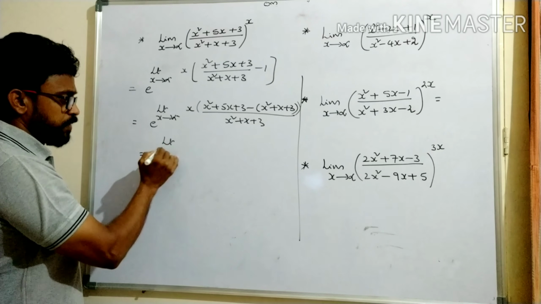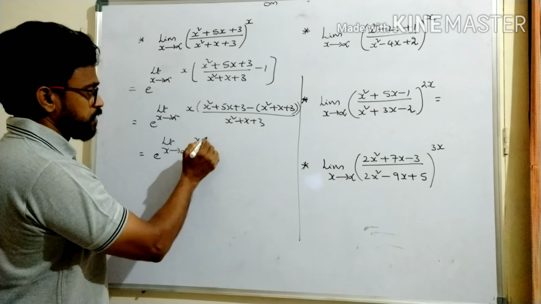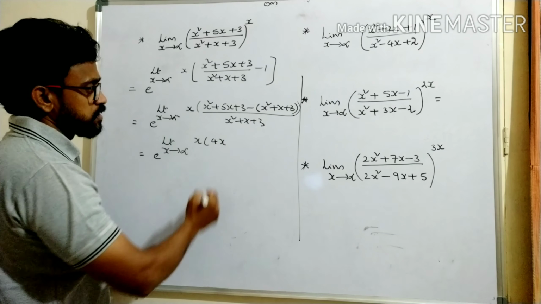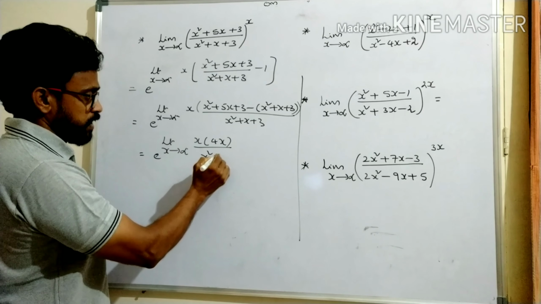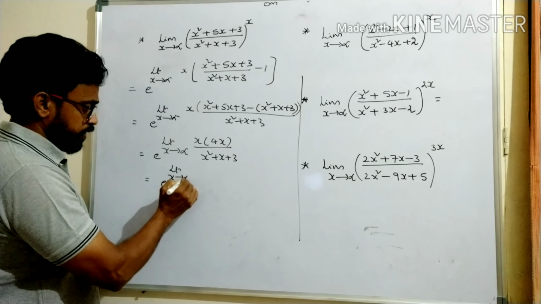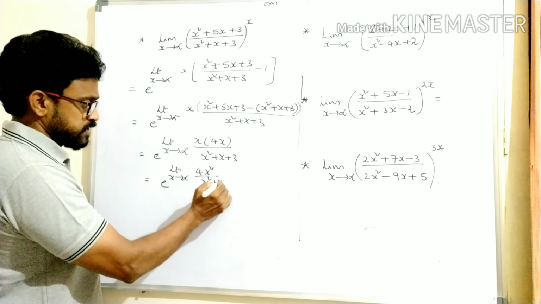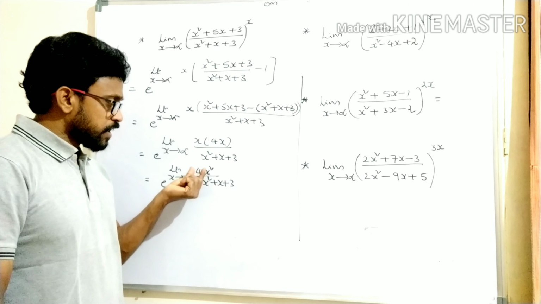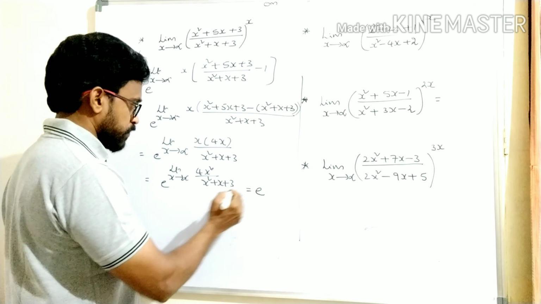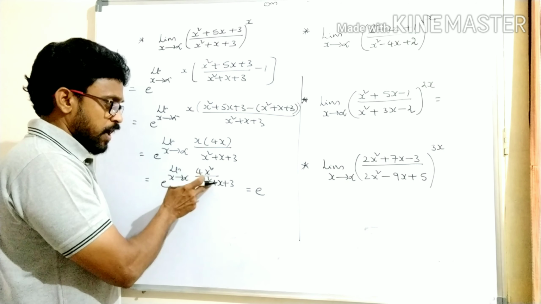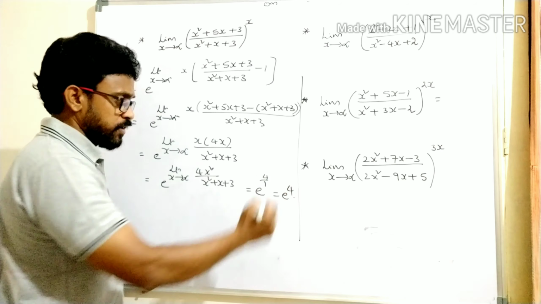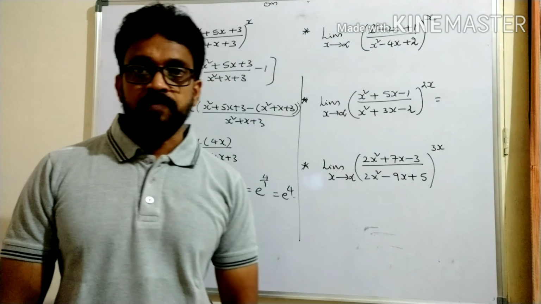Very clear. After simplification, x square cancels, and we get 4x, and 3 minus 3 is 0, divided by x square plus x plus 3. Now simplifying, we get e power limit x tends to infinity 4x square by (x square plus x plus 3). The degree of numerator is 2 and degree of denominator is also 2, so the degrees are equal. With the simple technique, the x square coefficient from the numerator is 4 and the leading term coefficient from the denominator is 1. So e power 4 by 1, that is e power 4. Okay.